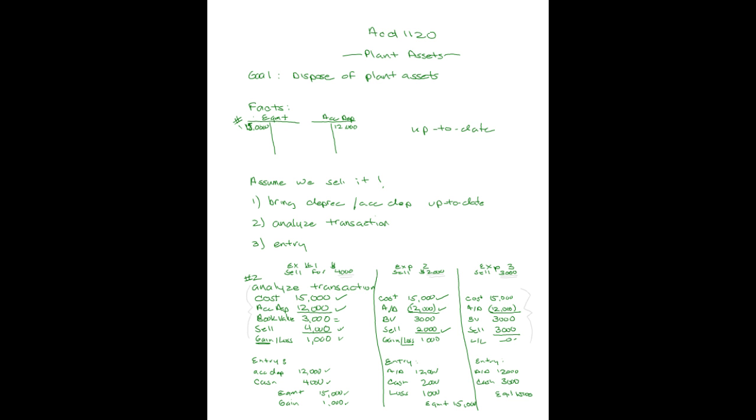In this example, we've looked at how to dispose of a plant asset for more than book value, for less than book value, and for exactly book value. In all cases, I like to start with an analysis of the facts and wrap my head around what the journal entry is going to be, and then make it happen. I recommend that you do the same.